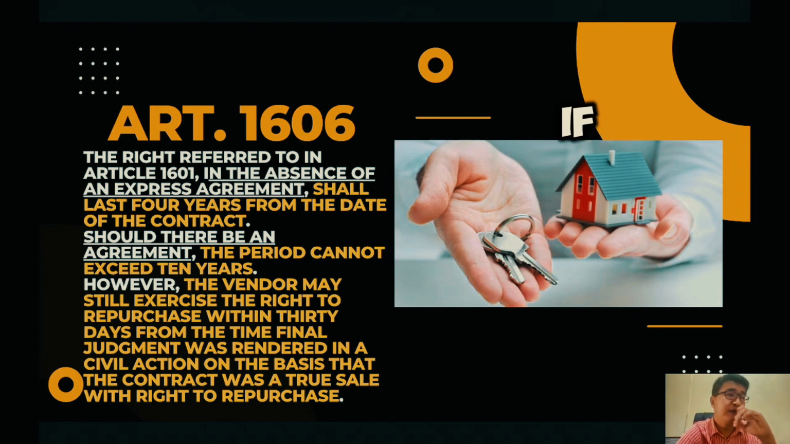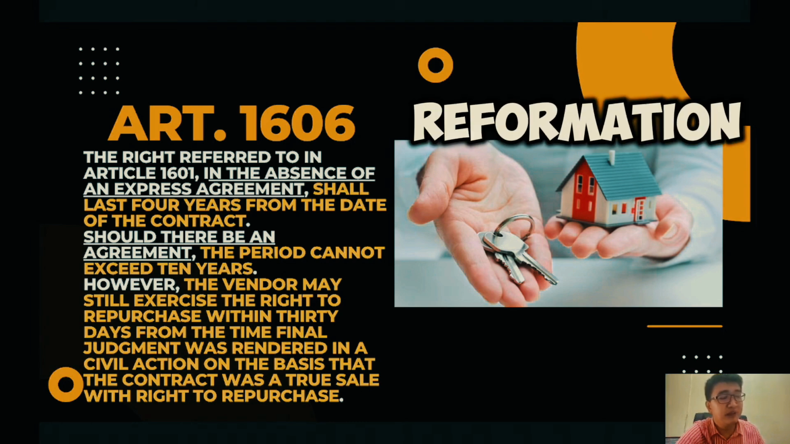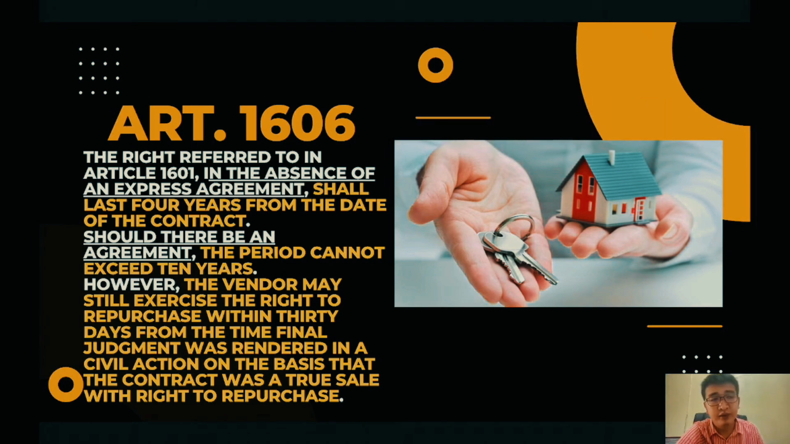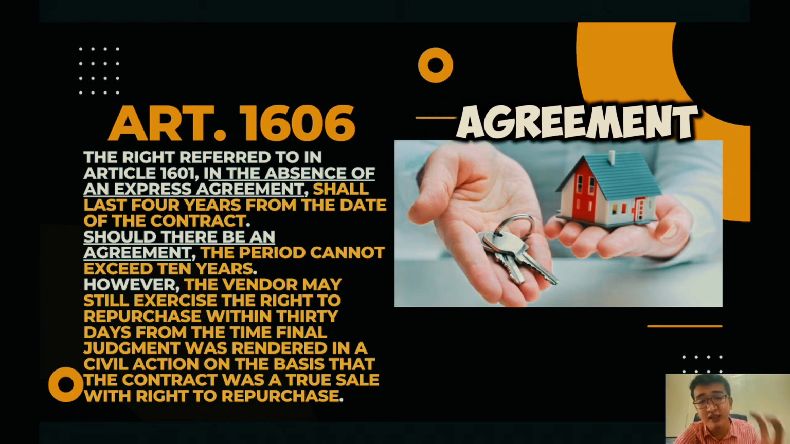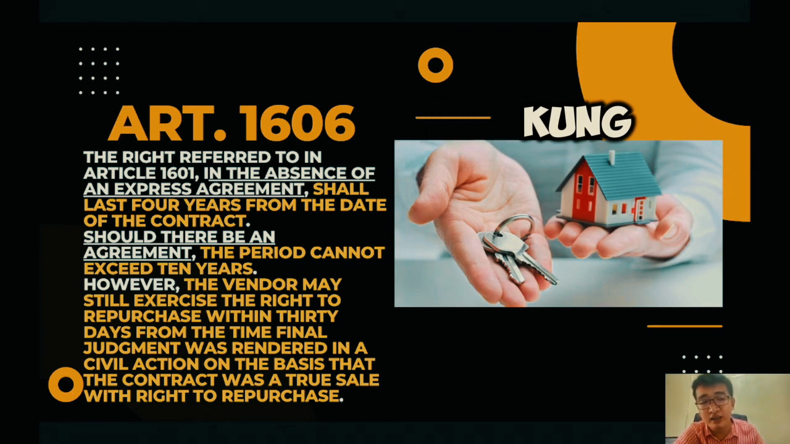So, if let's say, for example, the vendor asked for reformation, and a decision came out that the sale was indeed a contract of sale with the right to repurchase and not an equitable mortgage, the seller still has 30 days from final judgment thereof to redeem the property. This is aside from the agreement stated, kung 10 years, o kung walang agreement, 4 years. So, yun yung period to redeem or prescription of redemption period. Okay?